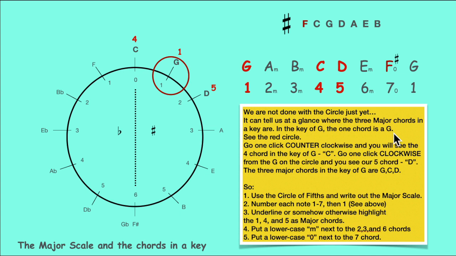Find the 1 chord on the circle and go 1 click counterclockwise. There's your 4 chord. 1 click clockwise. There's your 5 chord. You can circle them, highlight them, underline them, however you want, and realize that everybody else is minor except for that weirdo 7. It's diminished. That makes sense? Cool.